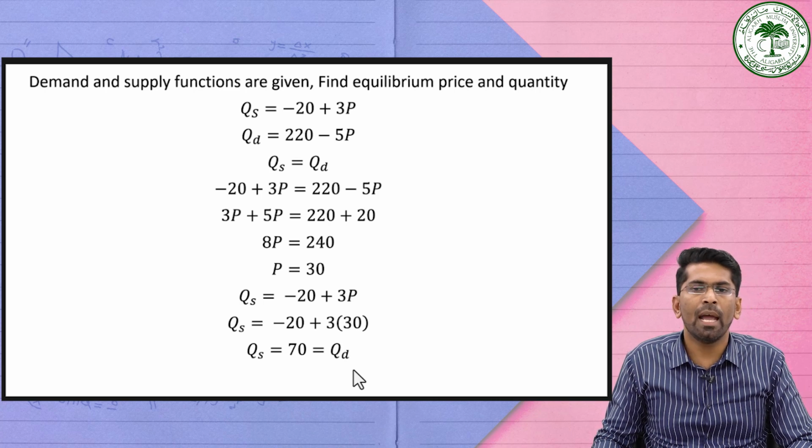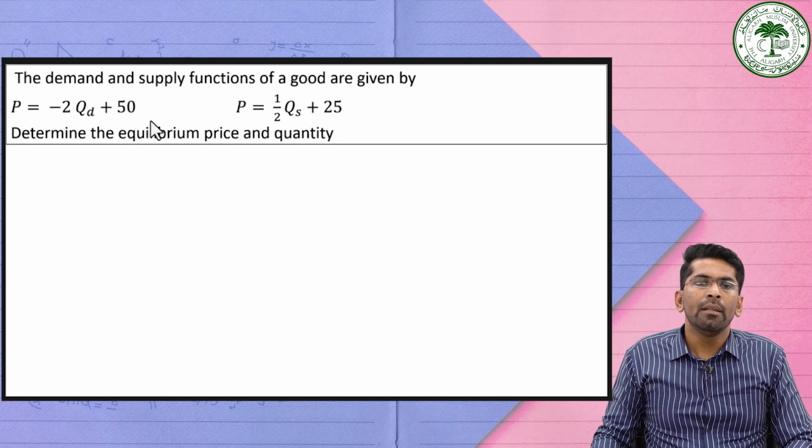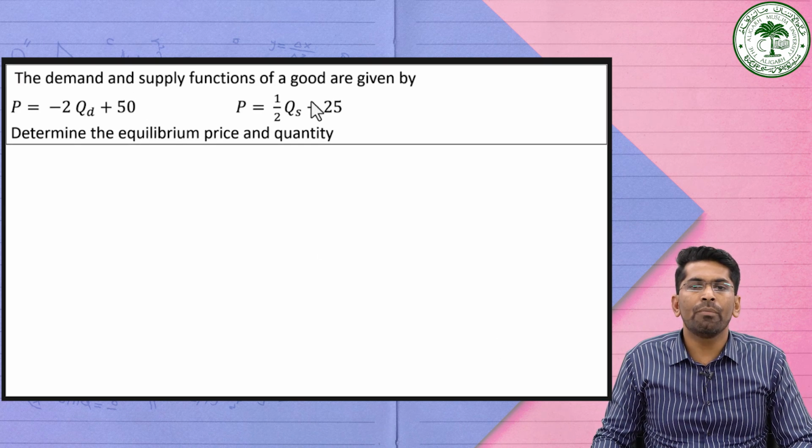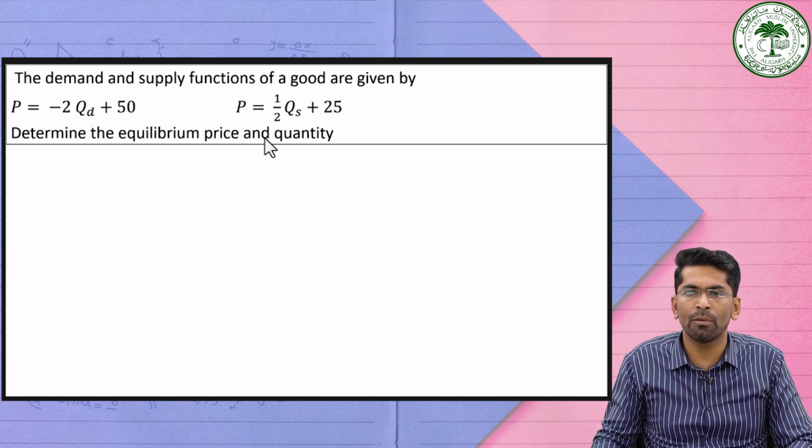Now we will have another equation. See, the demand and supply functions of a commodity are given here. That is P is equal to minus 2QD plus 50. Here P is equal to 1 by 2 QS plus 25. And we want to determine the equilibrium price and quantity.